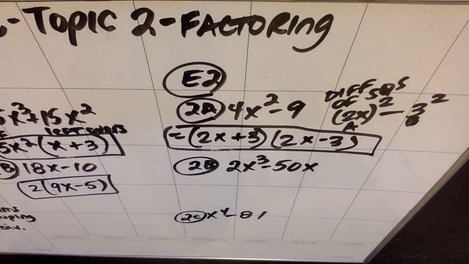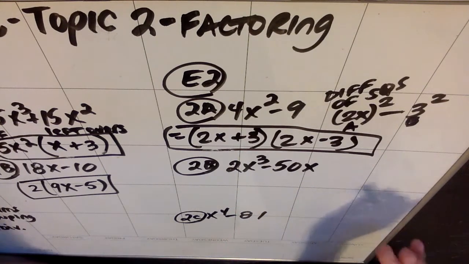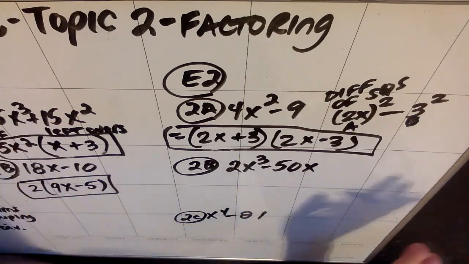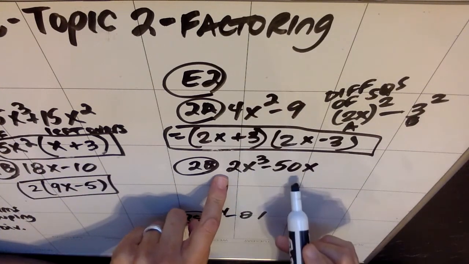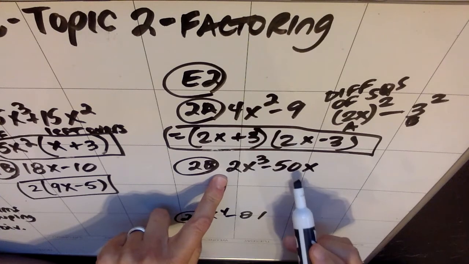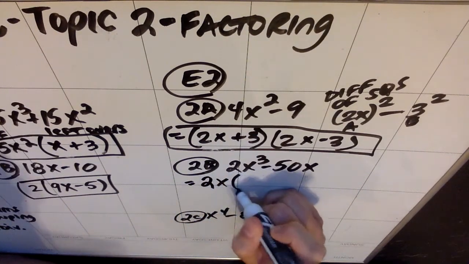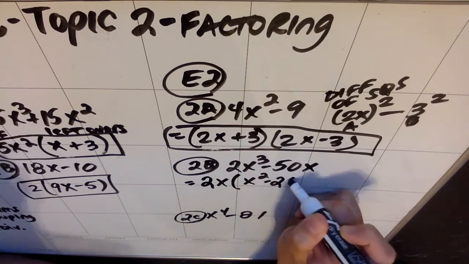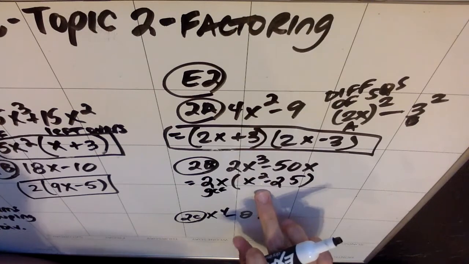Okay, let's move on to 2b. 2x cubed minus 50x. Now I notice that it's a binomial, but before I look at any of the special binomial patterns, I should look for a GCF. I see that the 2 and 50 have a 2 in common, and that both terms have an x. So it looks to me like I can factor out a 2x and be left with x squared minus 25. Now, I have a GCF, but it turns out that my binomial is a special pattern.